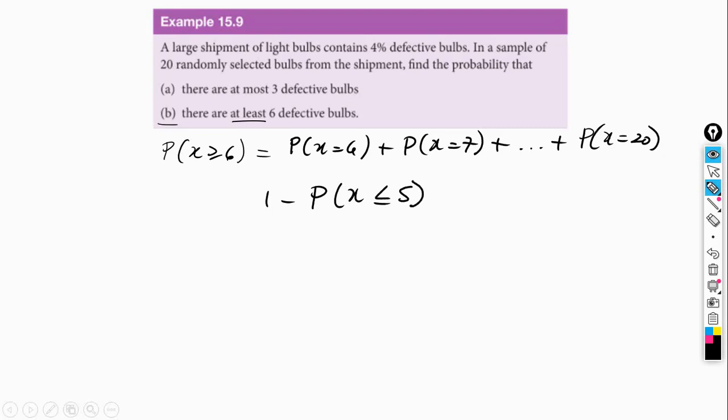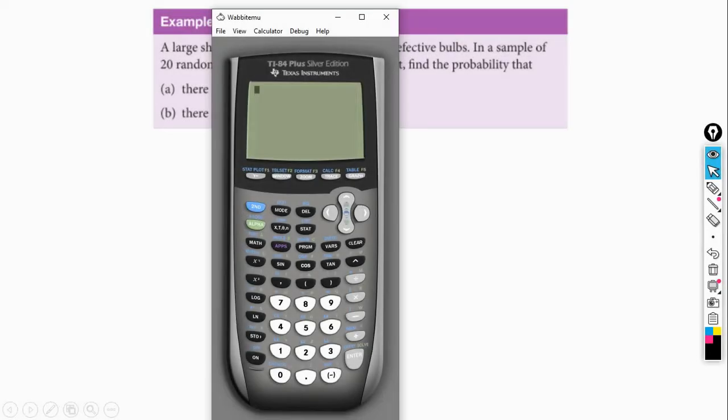So we're going to use the calculator to calculate this. So this would be 1 minus, and then we go again to distribution, and we go all the way down to B, which again is the binomial cumulative distribution function. And in this case, we want 20 trials, probability of success 4%, and up to 5, right? Click on enter. So notice that it's 9.77 times 10 to the negative 5.